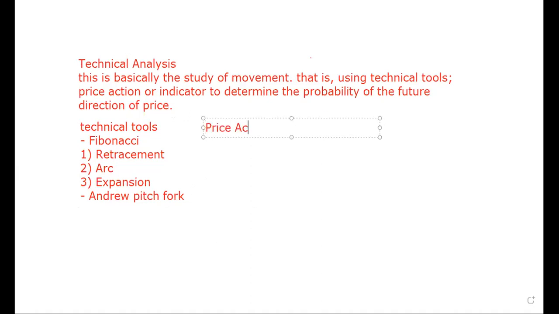Now, let's go to the next one, which is price action. What are the different ways of analyzing the market when it comes to price action? The first one is what we call support and resistance. Some people call it key levels. So they are the same thing: support and resistance, or key levels.